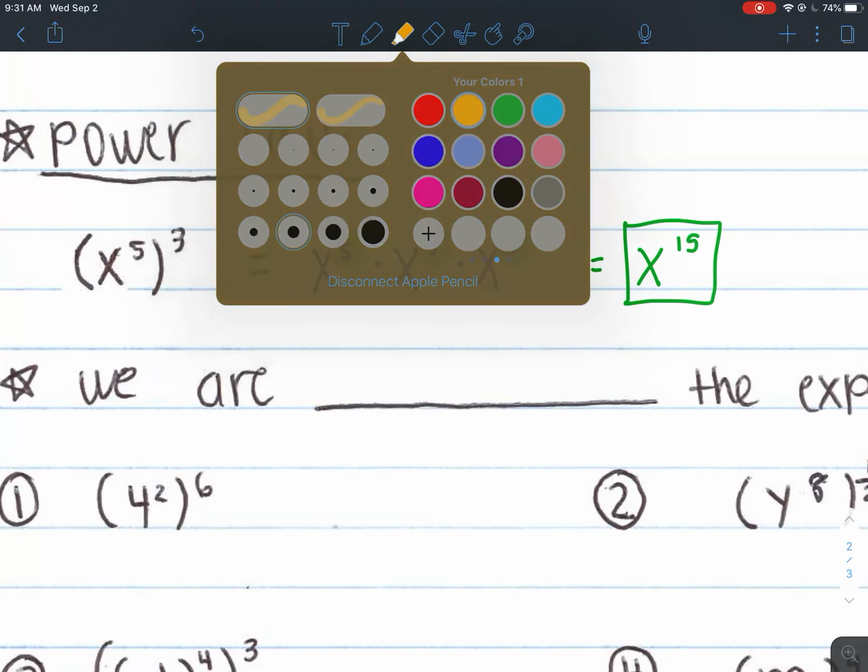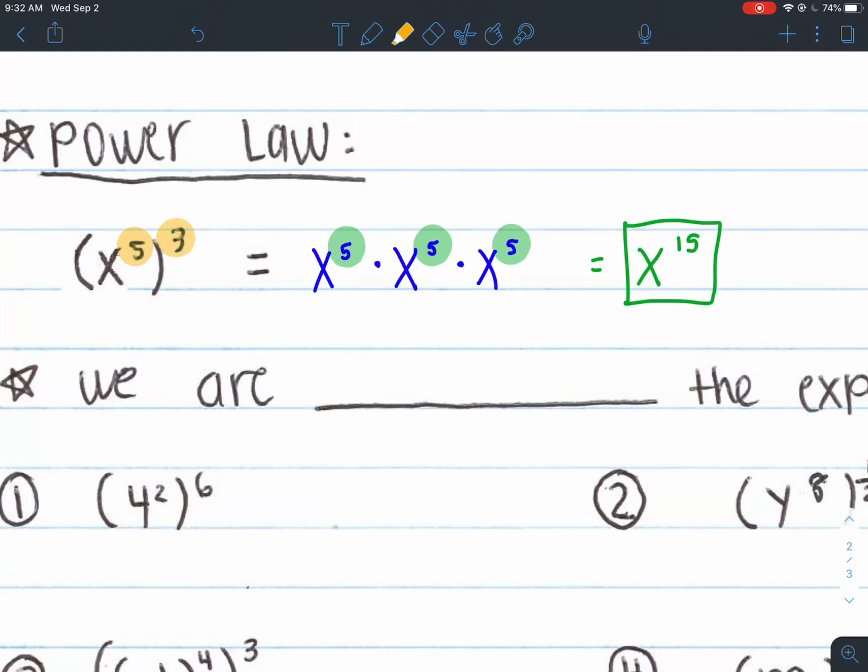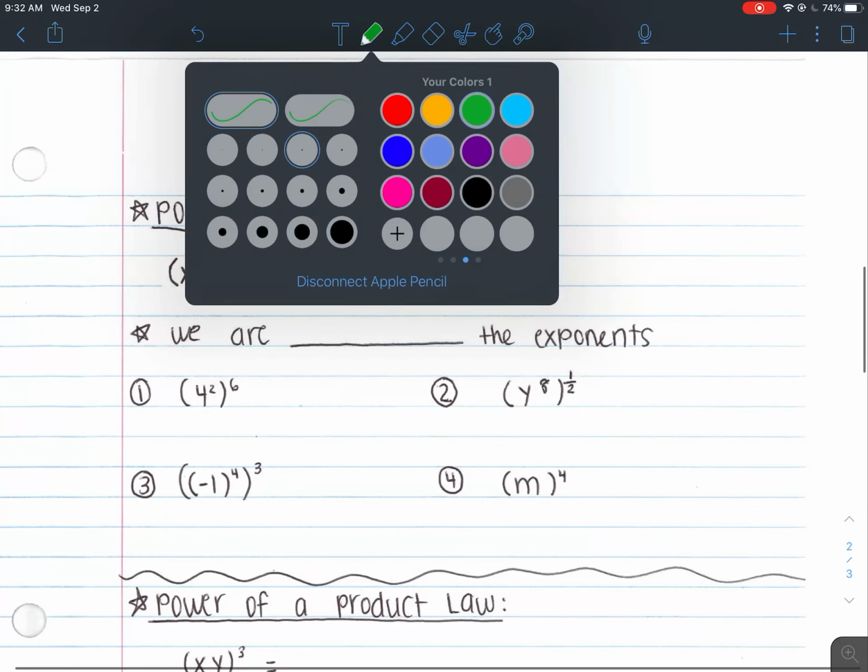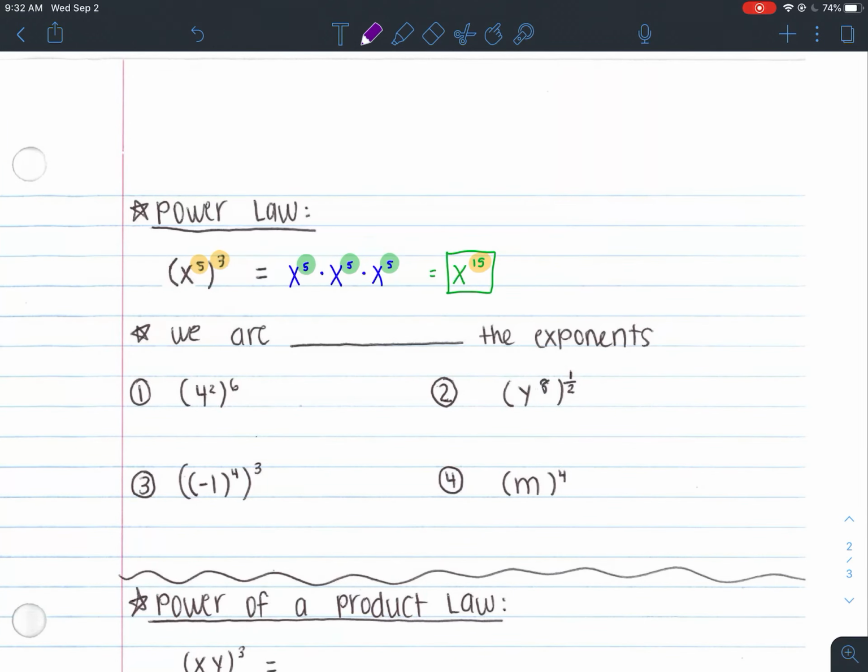So I want you to think about this. What happened to our beginning exponents and how did we get to the end? What do you think we do there? Instead of writing it all out like this every single time, what's the shortcut to go from here to here? I would multiply the exponents. So here we are multiplying.